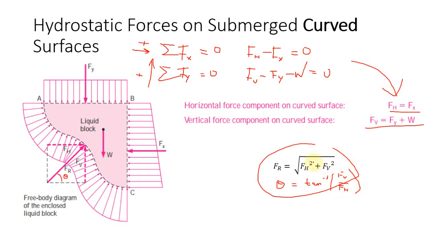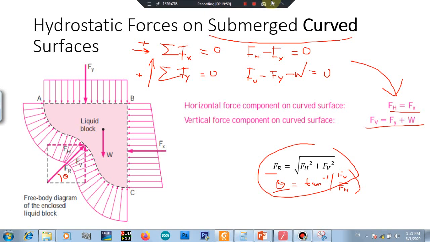This is just a vector sum. Vectors have magnitude and direction. So this is a very simplified discussion of hydrostatic forces on submerged curved surfaces. In our next video we'll have an example on this and we'll see more parts of chapter 3.